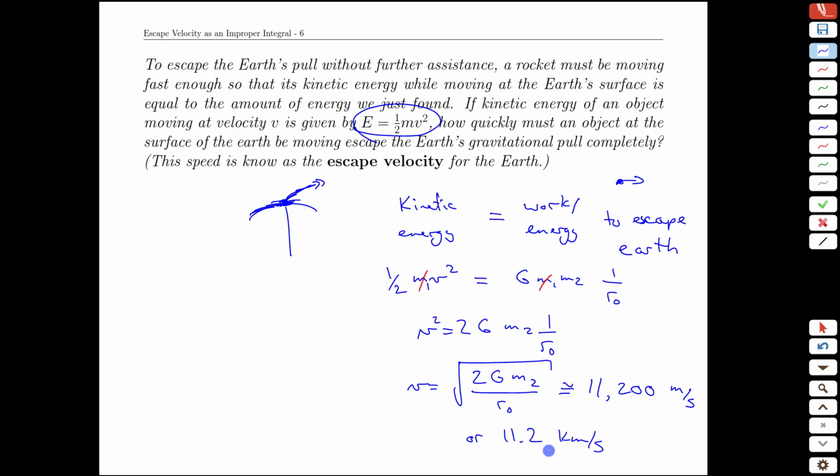So if we did want to, though, say on a surface of a planet without any air, so there's no air resistance, if we wanted to escape one like the Earth, we would have to be going 11 kilometers per second to be able to use that energy and convert it into potential energy and have that object escape the gravitational field.